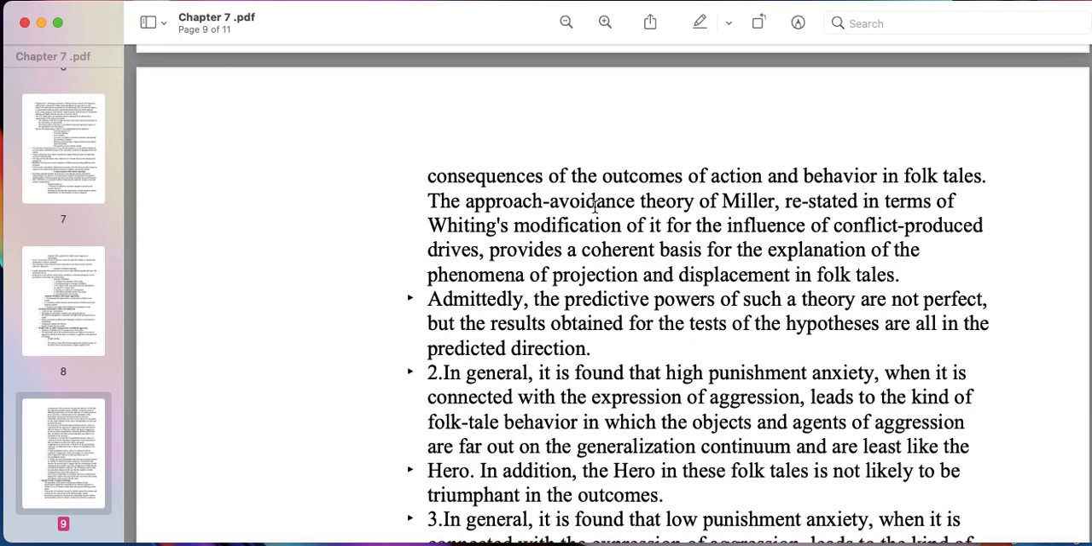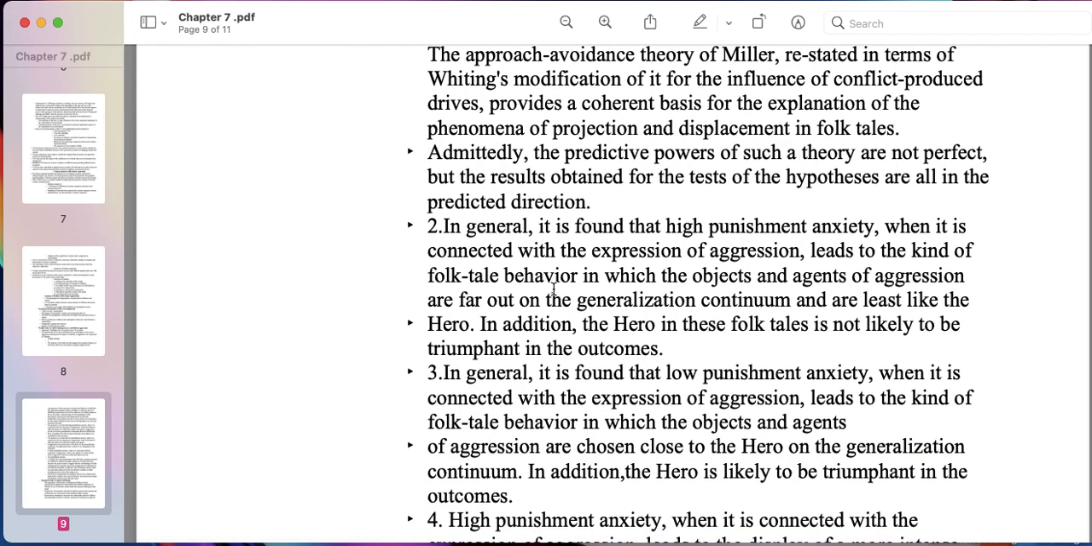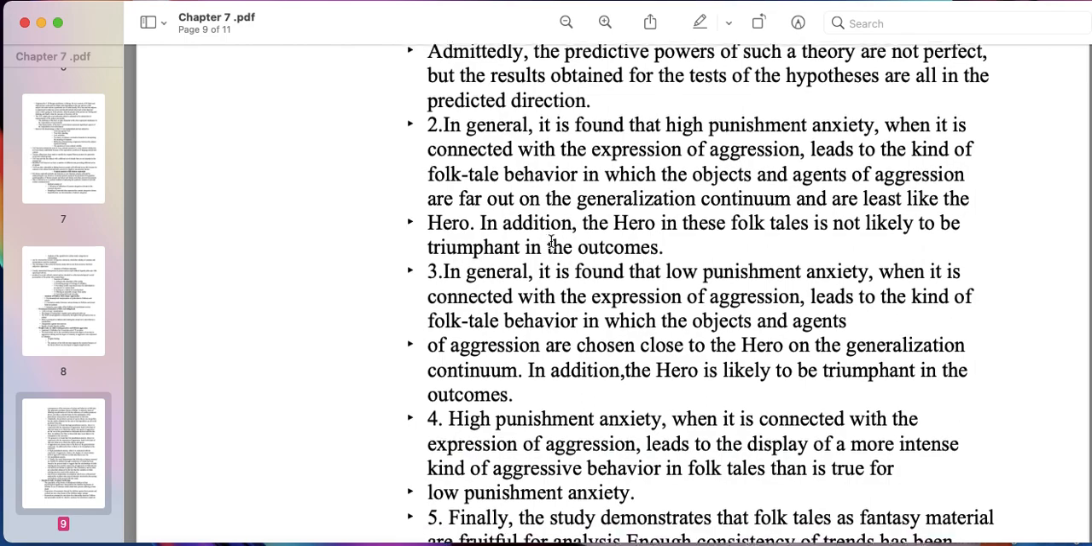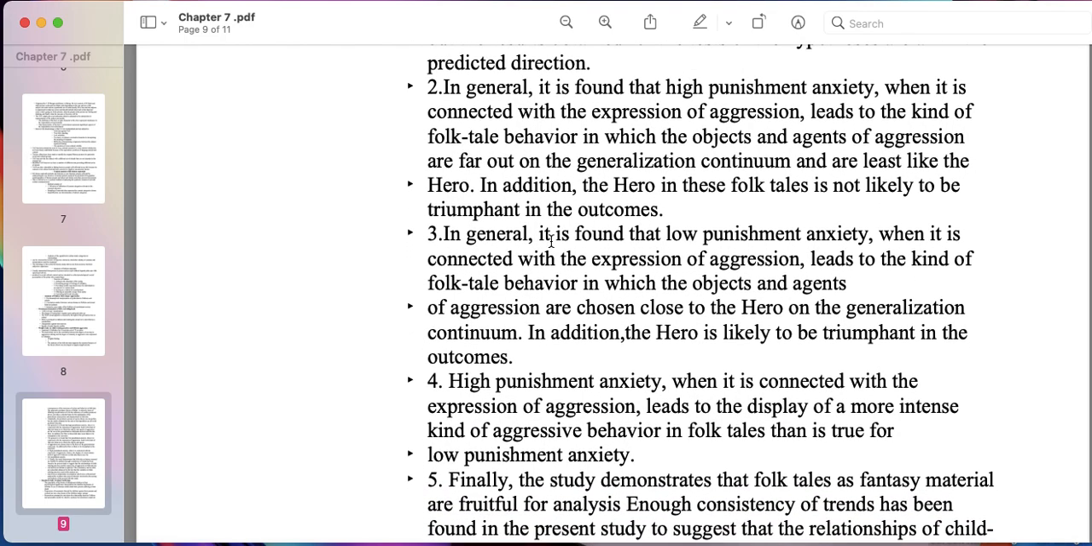The approach-avoidance theories of Miller reinstate the term of Whiting's modification of its influences and conflict produce. In general, it is found that high punishment anxiety, when it's connected with the expression of aggression, leads to the kind of folktale behavior in which the object and agent of aggression are far from generalization and are least likely to be a hero.